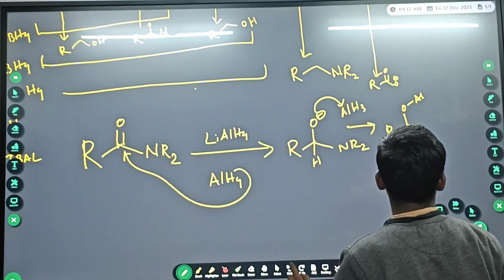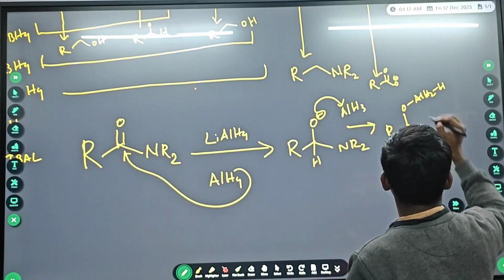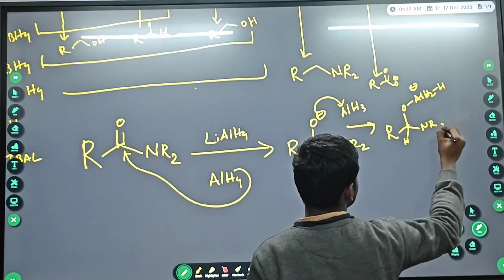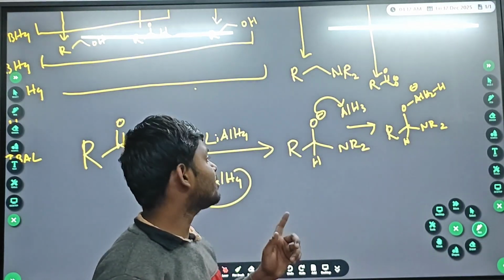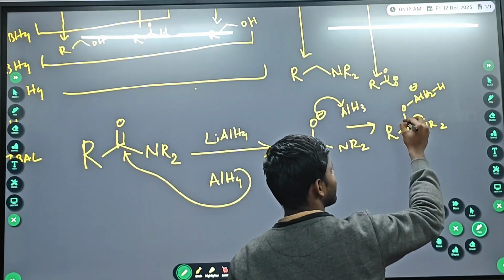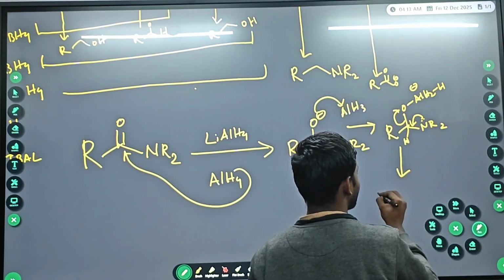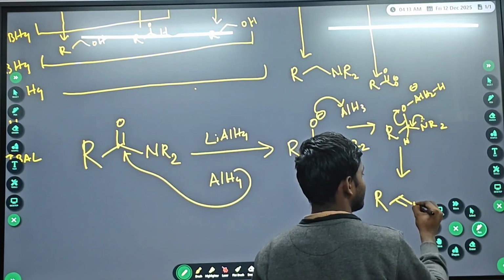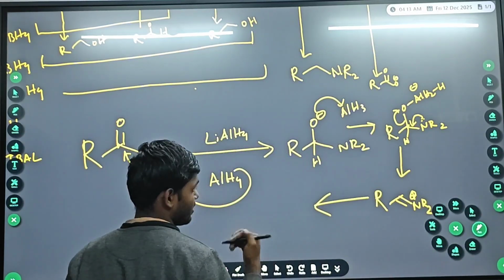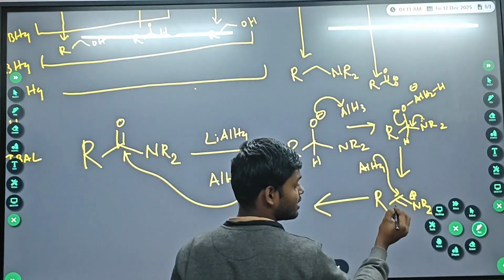AlH3, let's say, H2 and H, NR2, there is a hydrogen. Now the NR2 has a lone pair of nitrogen. This will push onto this bond, and the O minus will be removed out. So what will be the product? The product will be NR2 positive. There is lots of aluminum hydride, so AlH4 will now again attack on this imine bond.